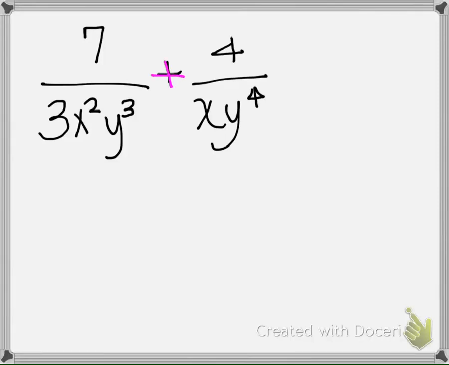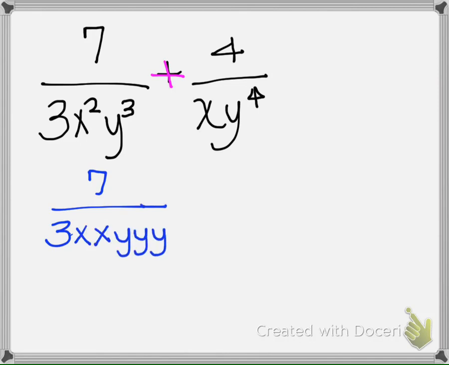Since we're adding fractions, we need a common denominator, so that way we see what's going on. I'm going to write this the long way. So I'm going to write this as 3 and then x squared. I'm going to write it out. It looks like this. And then y cubed looks like this. And we have x times y to the 4th. Alright, so now let's find the common denominator.